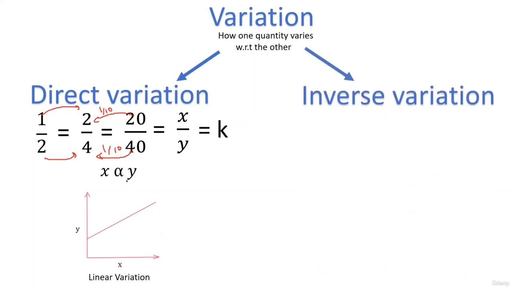Inverse variation is exactly the opposite. When one quantity increases, the other quantity reduces by that same factor. We'll see how. Let's take the example of the number 600. We can factorize 600 as 1 into 600, right? Now suppose we make the 1 double and the 600 half. So 1 is being multiplied by 2 and 600 is being divided by 2. We'll get 2 into 300.